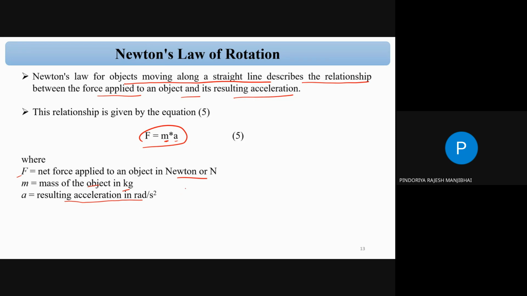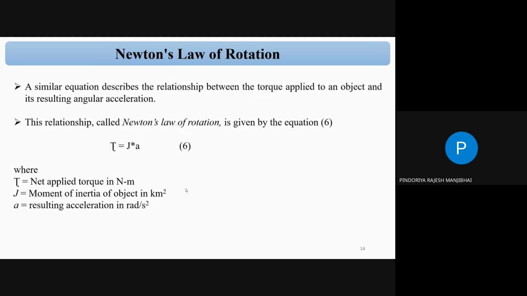So this is a simple Newton's law of rotational motion, otherwise in terms of torque. In terms of torque, how can we define it? This relation is called Newton's law of rotational motion, correct? So we can say torque is equal to J times alpha.